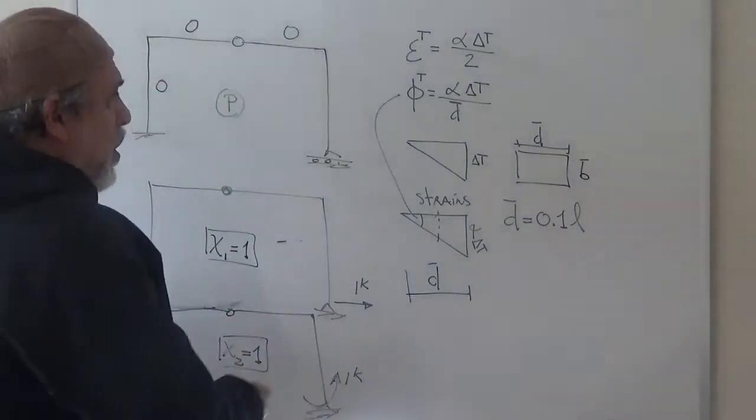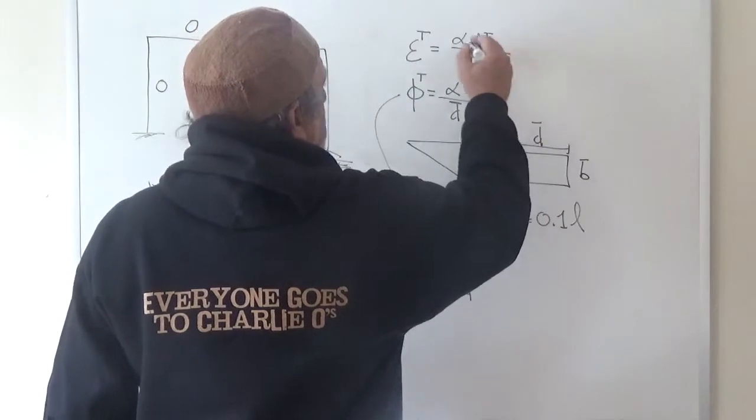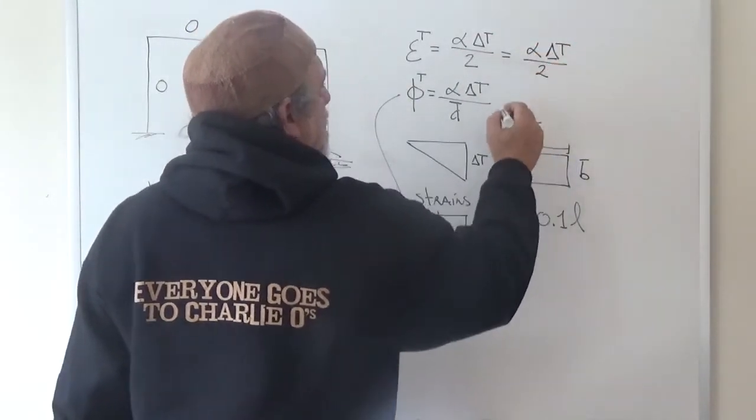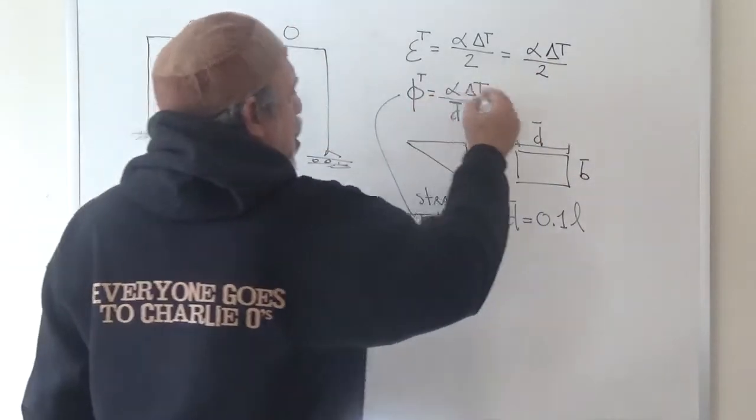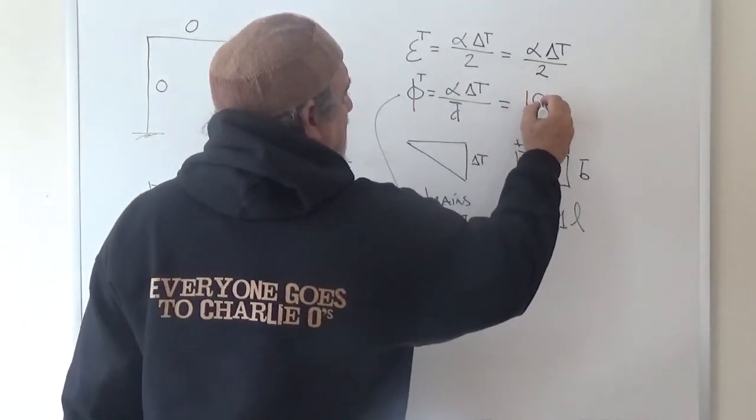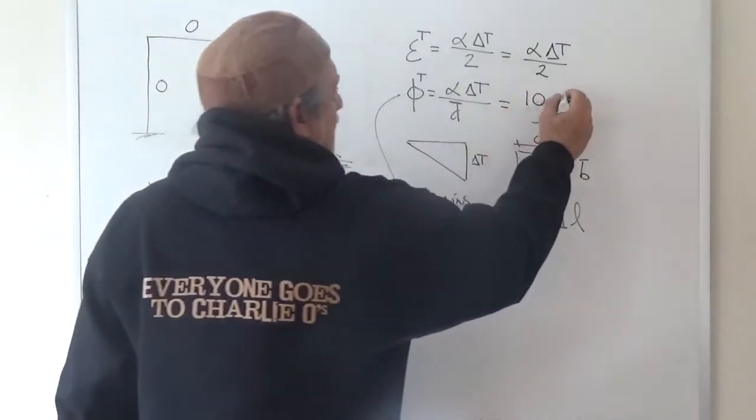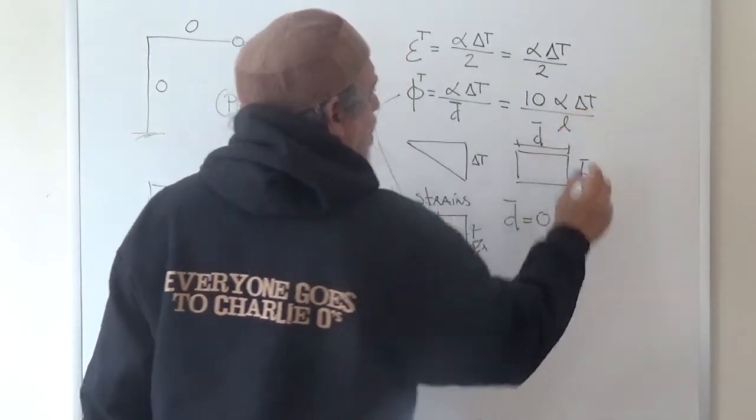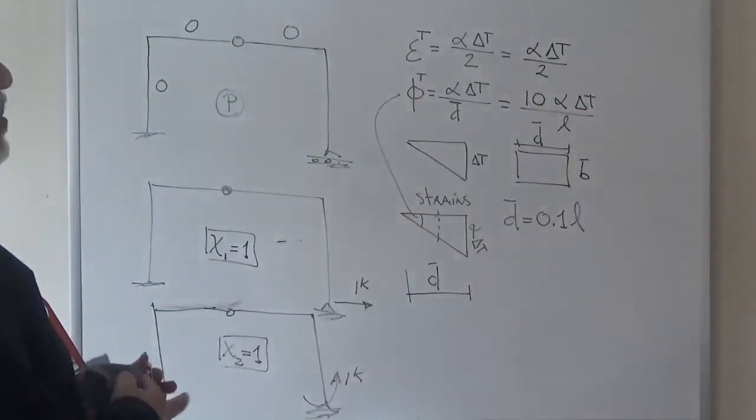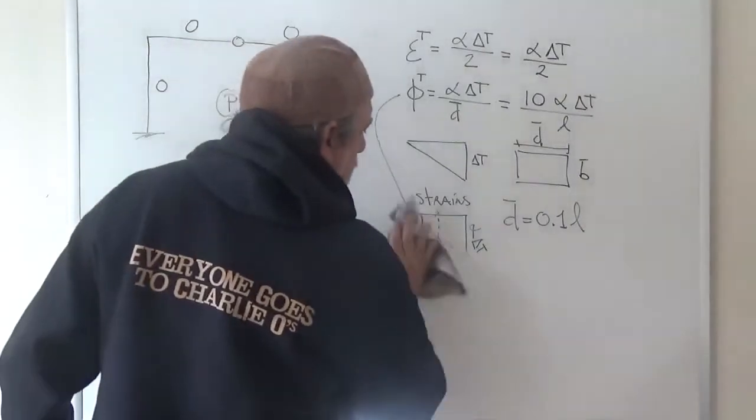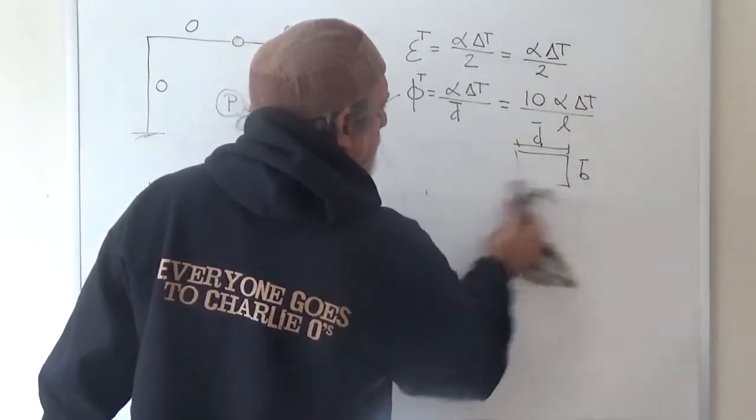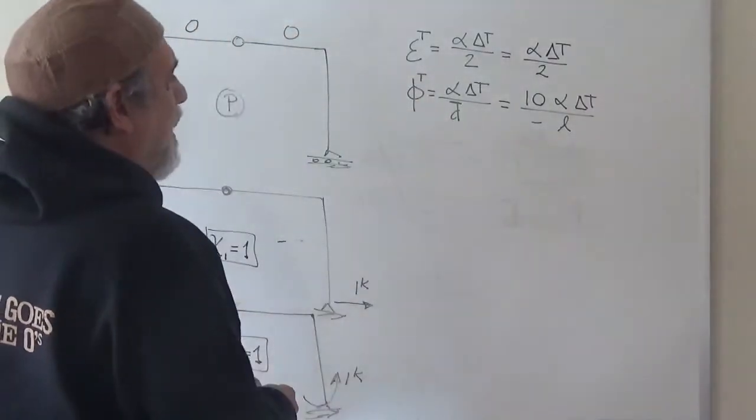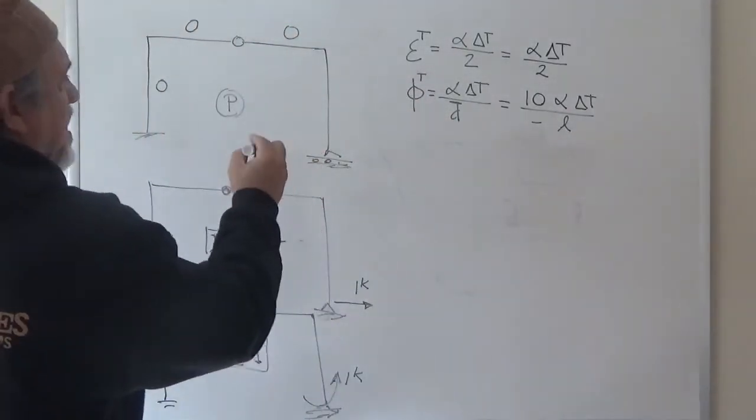If d bar is 0.1 L, then our temperature strain doesn't care. That's just alpha delta T over 2. But our temperature curvature can be seen to be alpha delta T divided by 0.1 L, which is 10 alpha delta T divided by L. So we don't have to introduce any new dimensions. So I erase here, and I transplant my results to my sketch.